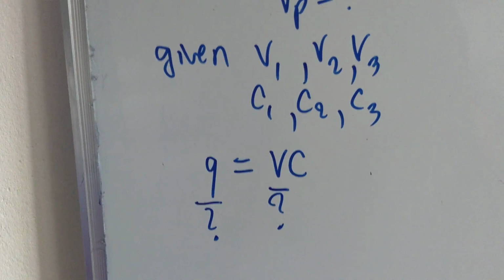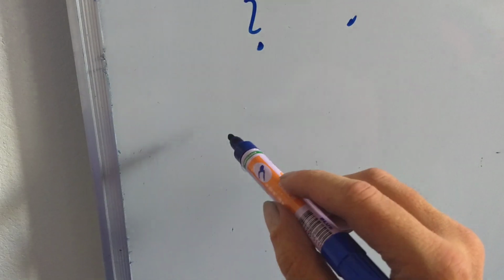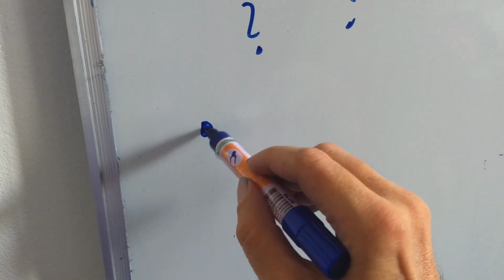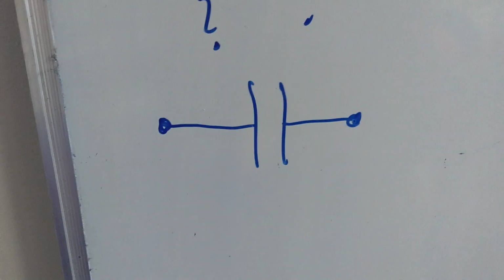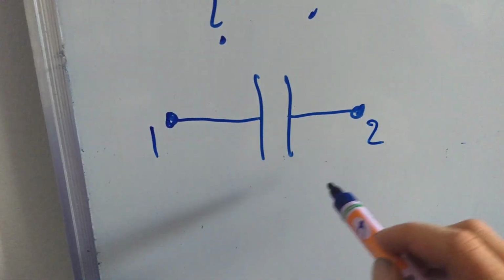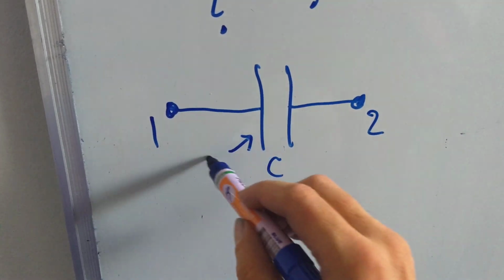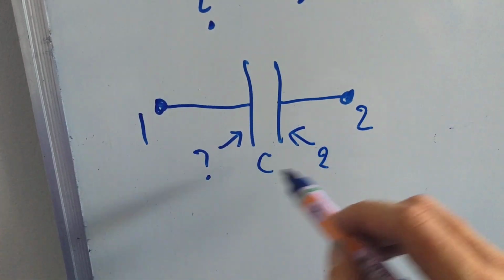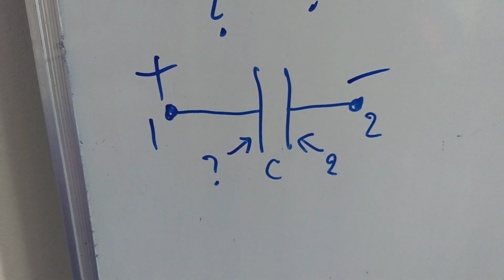It is easy, you just have to think about it. And in the process, you will understand capacitors a lot better. Okay, let's make a little simplified drawing. Terminal 1 and 2, capacitor C. All right, I want to know what this charge is and what this charge is. Let's say this is high and this is low voltage.